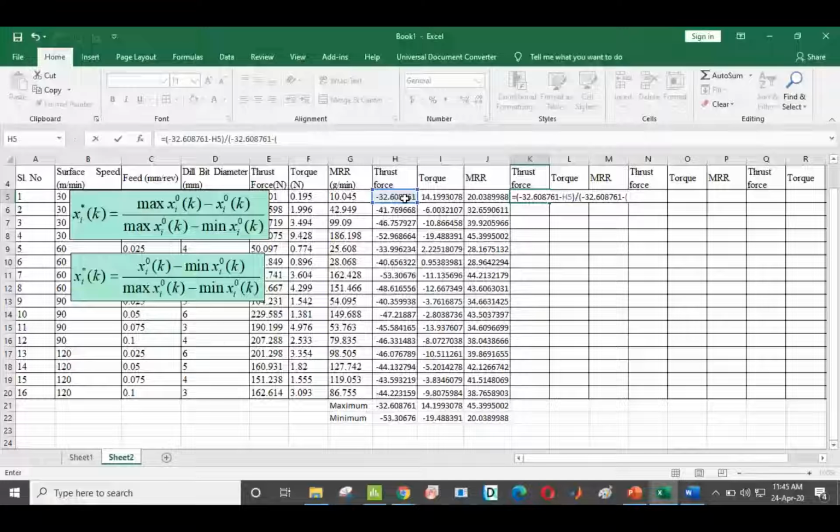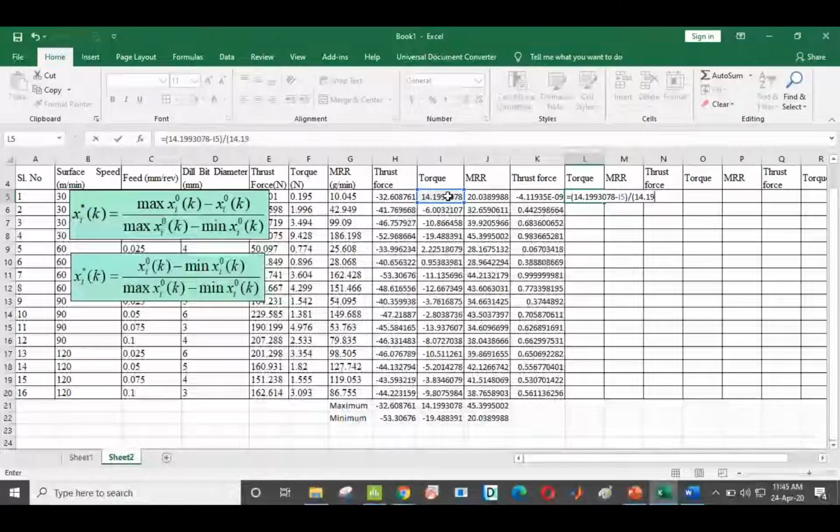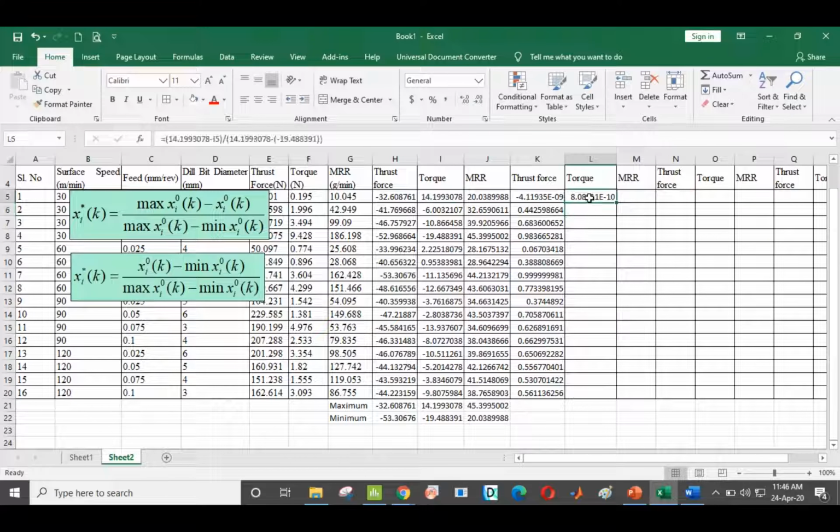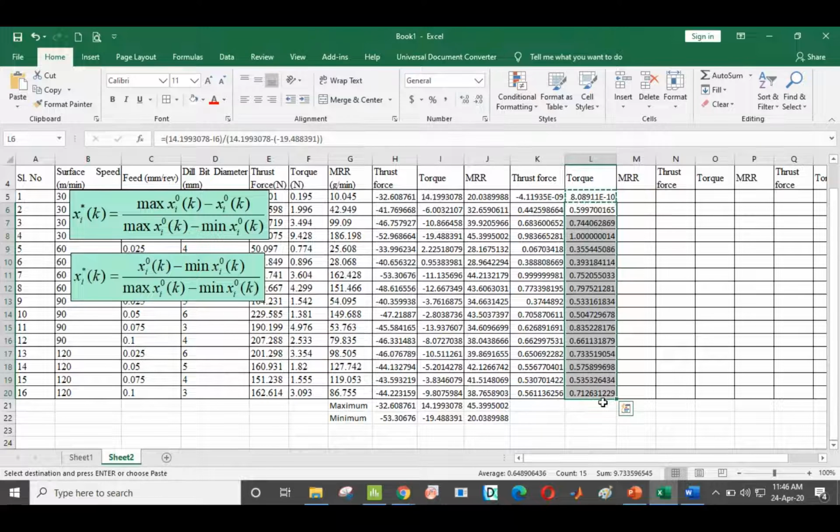Now similarly for torque, which is equal to maximum value 14.1993078 minus the individual value of torque, divided by the maximum value 14.1993078 minus the minimum value, minus 19.488391. Just copy and paste.